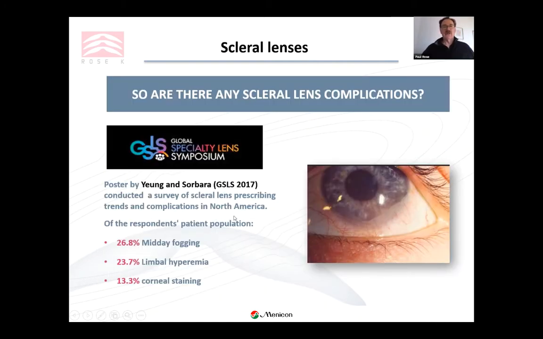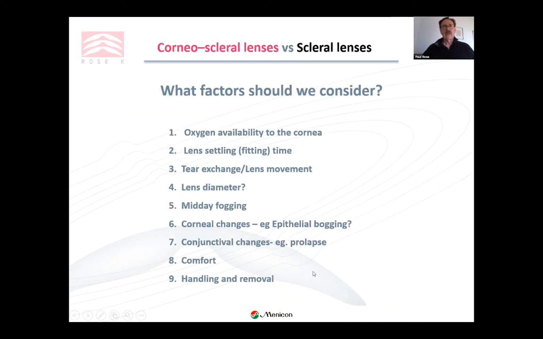So are there any scleral lens complications? Here was a poster that was put up at the GSLS conference in 2017. They had looked at, I think, over 1,000 cases and summarized what the problems were. Over a quarter of the patients reported midday fogging, nearly a quarter had limbal hyperemia, and a significant number had corneal staining. Also, Pat Caroline reports that between 25 to 30% of scleral lens wearers have conjunctival prolapse. So not without their complications.